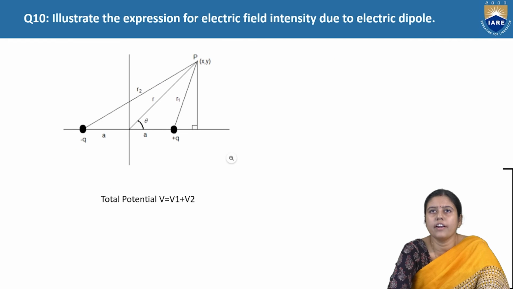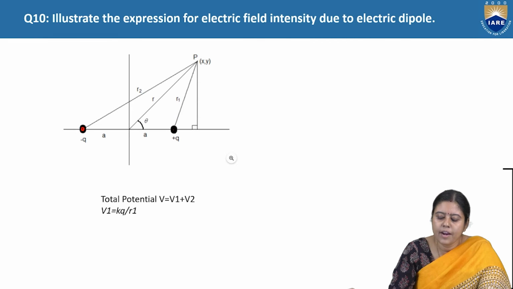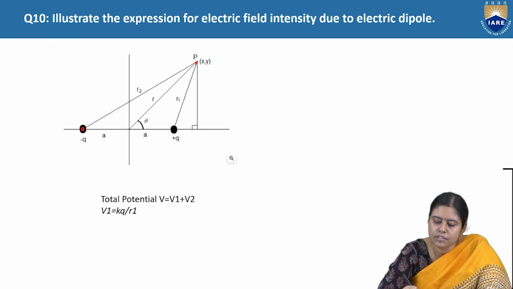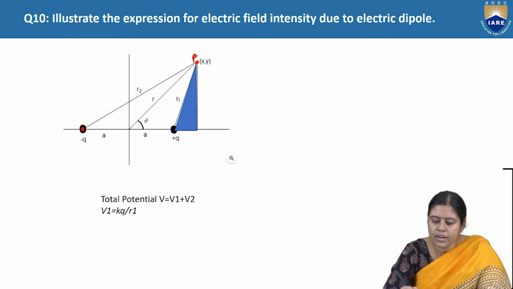Illustrate the expression for electric field intensity due to a dipole. So this is a charge plus Q and this is a charge minus Q. We are considering the potential at a point P. V1 is equal to KQ by R1, where R1 is the distance from the point P. What is V1 for this small circle?